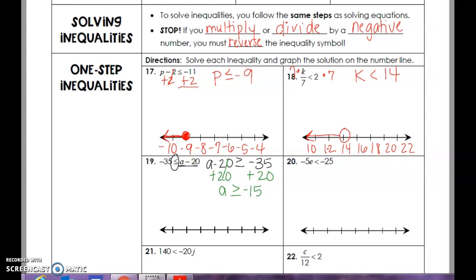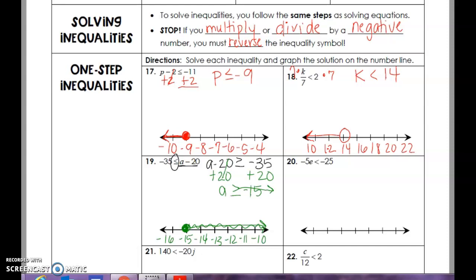We can go ahead and write our numbers on our number line. And remember, you can use any consecutive numbers as long as you include the number that you're graphing. So we're going to use a closed circle on negative 15 because it includes it in our solution. And as you can see, our symbol is pointing to the right. So we're going to shade to the right, and that tells us that a is any number greater than or equal to negative 15.